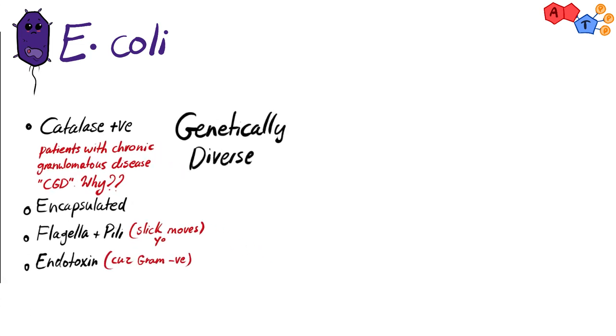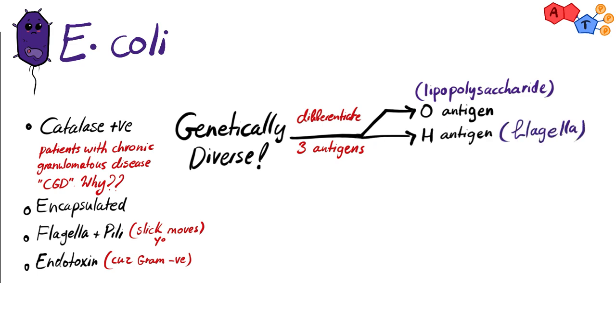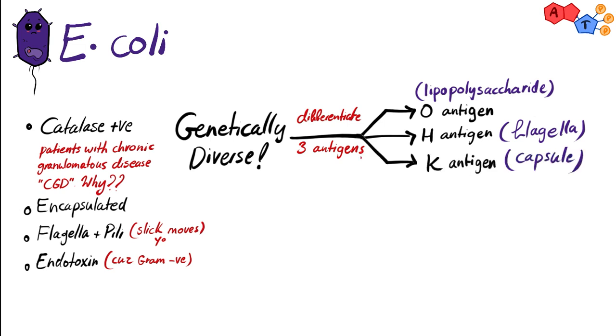coli is very genetically diverse and can be differentiated into serotypes based on differences between three antigens. The first antigen is O antigen, which is related to the lipopolysaccharide, and remember from our introduction to microbiology that all gram-negative bacteria have lipopolysaccharide in their outer membrane. Then it has H antigen, which is associated with the flagella, and K antigen, which is associated with the capsule.